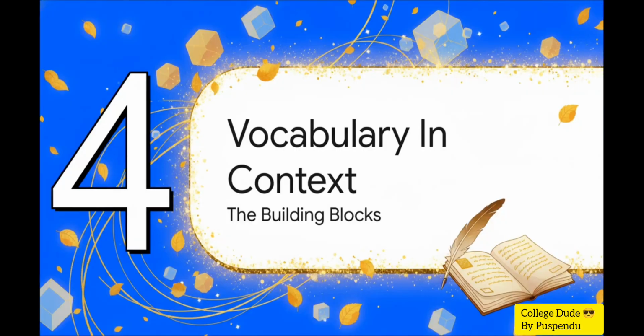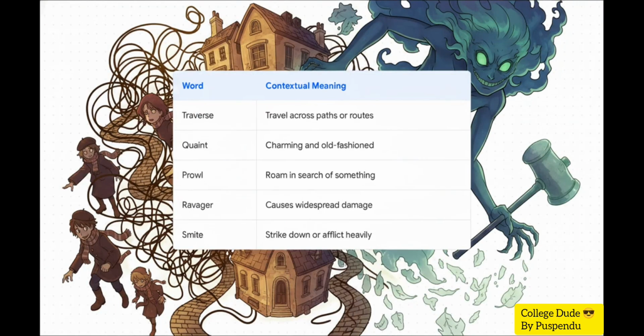Okay, Section 4. Vocabulary in context. The building blocks. Now that we've seen O. Henry's masterpiece, how do you go about writing your own? Well, let's look at the raw materials. Notice how he uses elevated, really specific vocabulary to give Greenwich Village and its unseen dangers such a vivid personality.